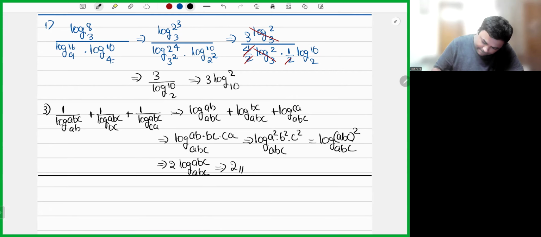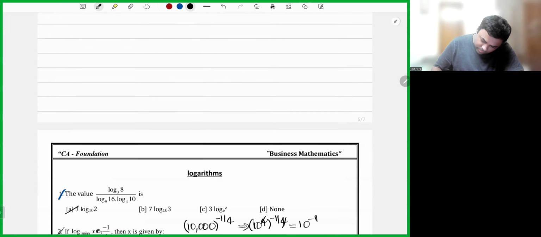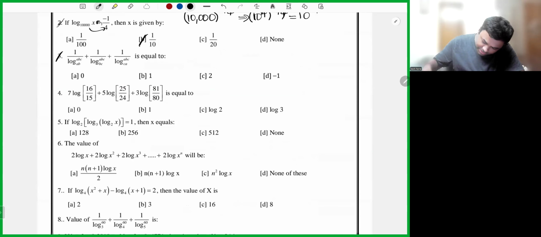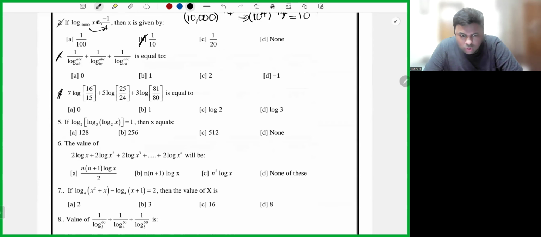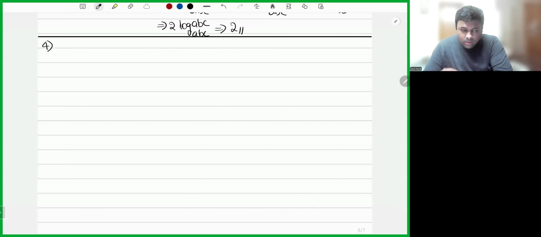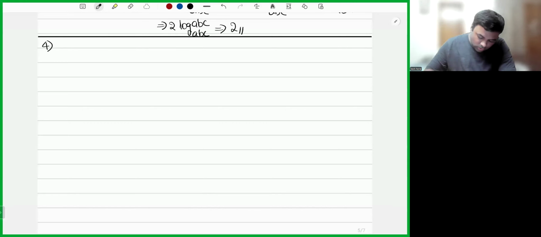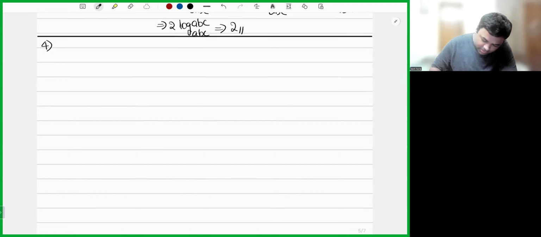Next. Question number 4. Take 2 minutes and try solving question number 4, my dear friends. So let's go ahead and try solving this question number 4. It's simple again.